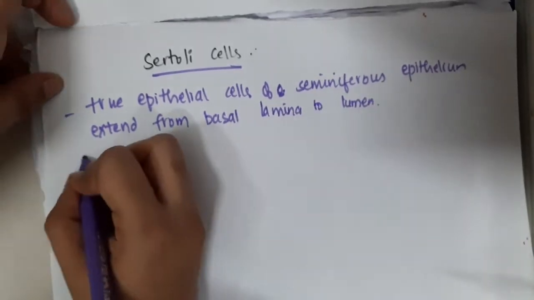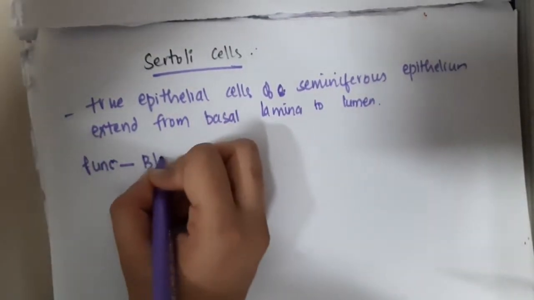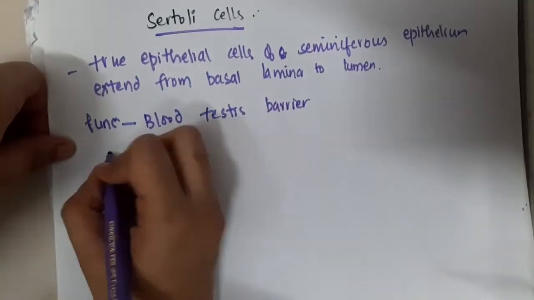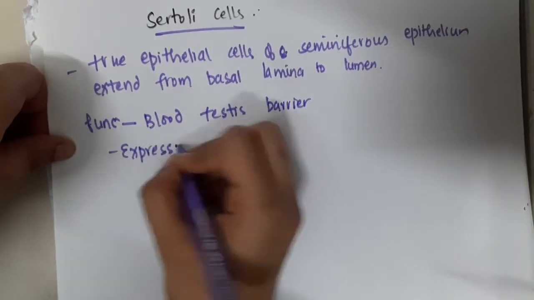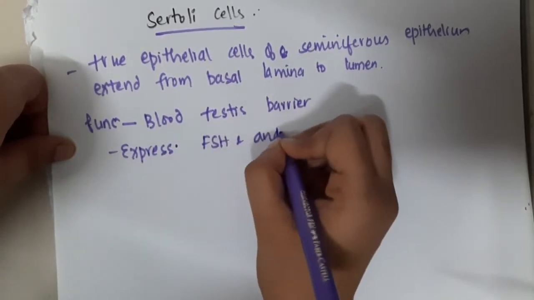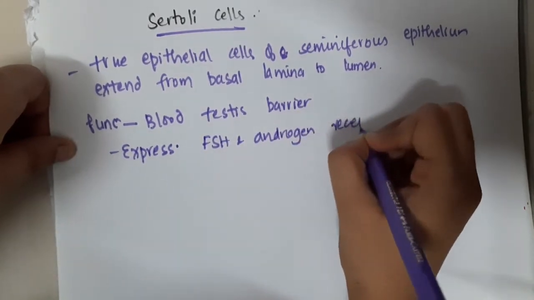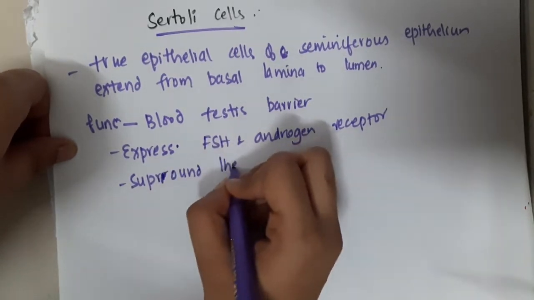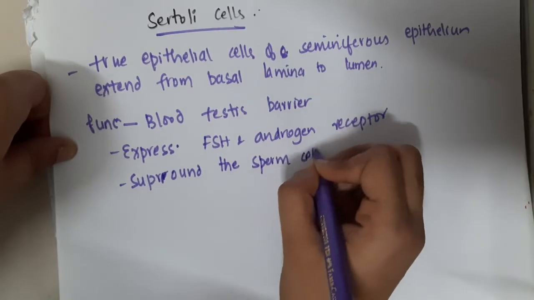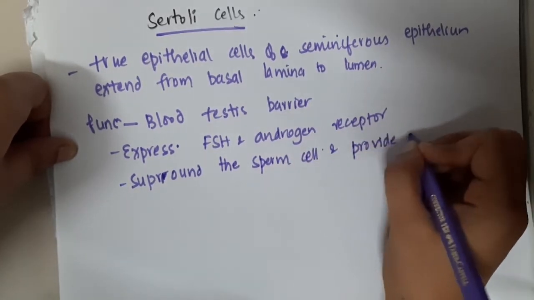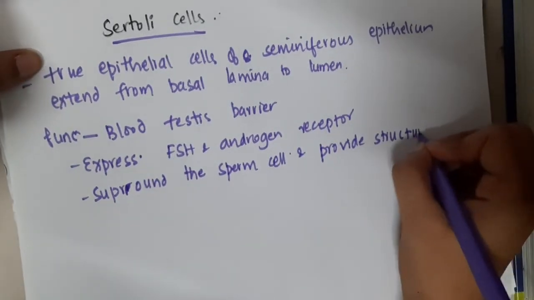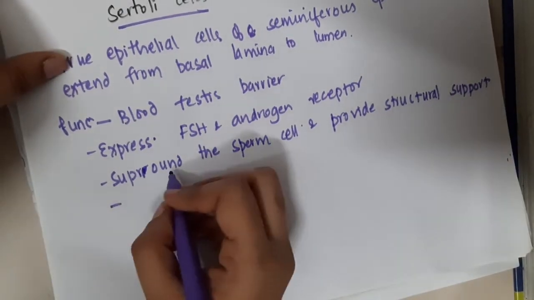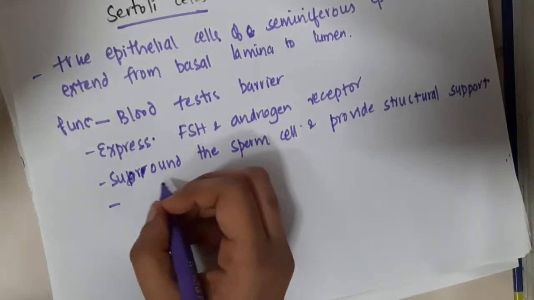The functions of Sertoli cells: they form the blood testis barrier. They express the FSH receptor and also the androgen receptor. They surround the sperm cells and provide structural support.